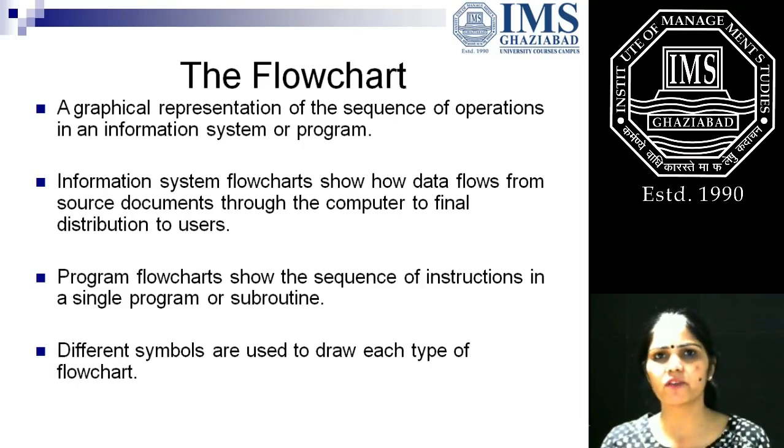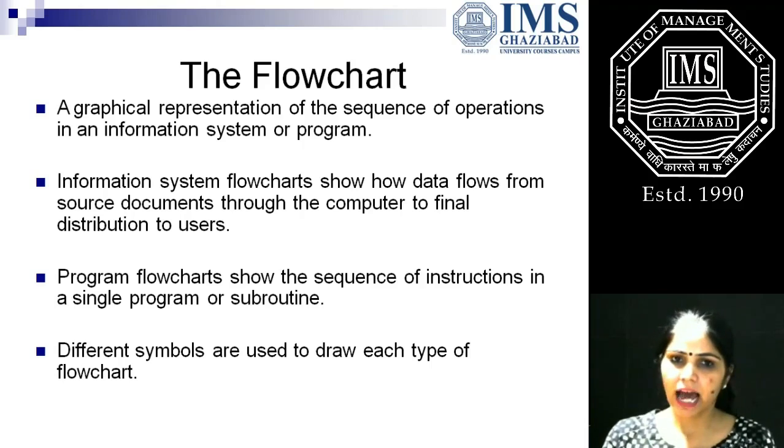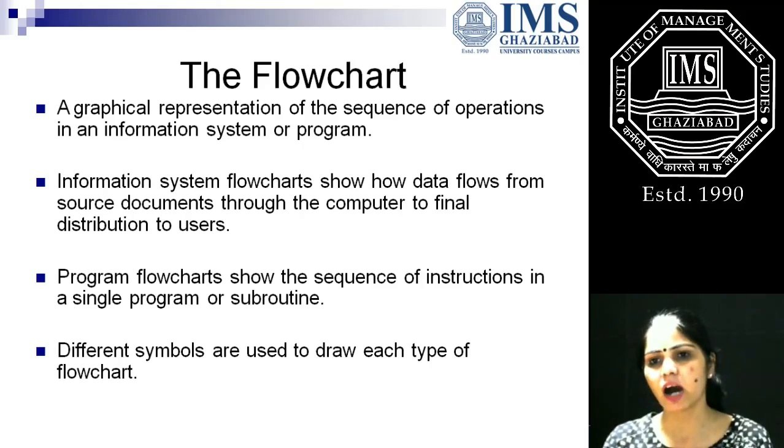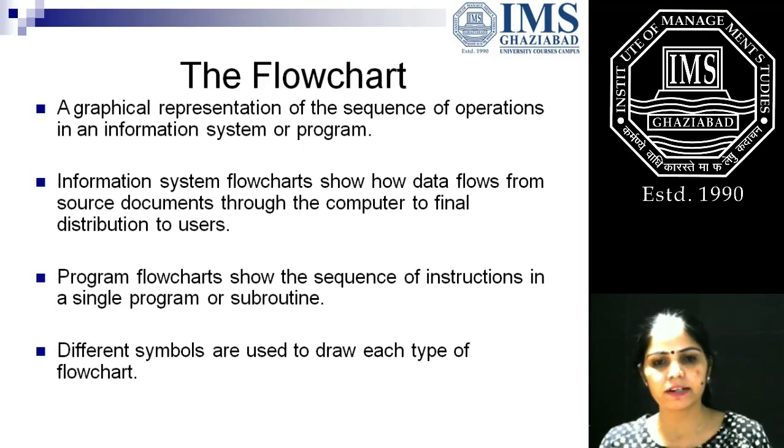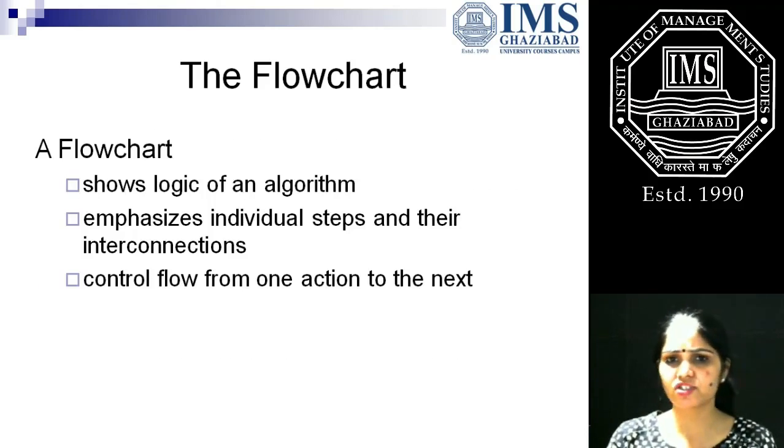So we have symbols for various operations, and a flowchart represents the sequence of operations in an information system or a program. In information system flowcharts, we show how data flows from source document to the final users. And in a program flowchart, we show the sequence of instructions in a single program or subroutine. That means how we would start and how we would move from top to bottom in order to solve the particular problem. And there are different symbols which are used to draw different types of elements basically. So a flowchart shows the logic of an algorithm.